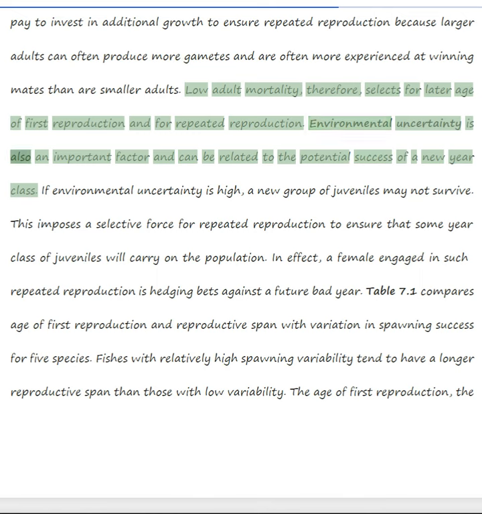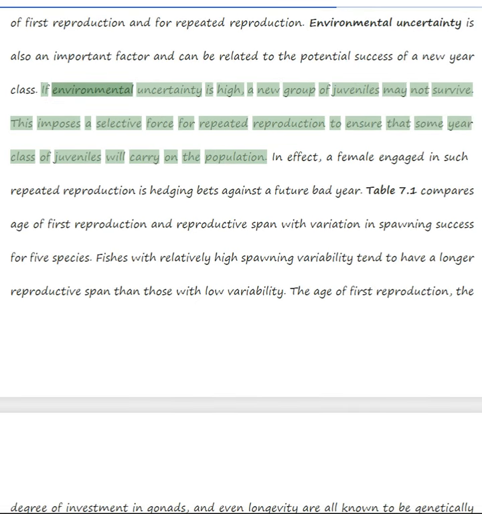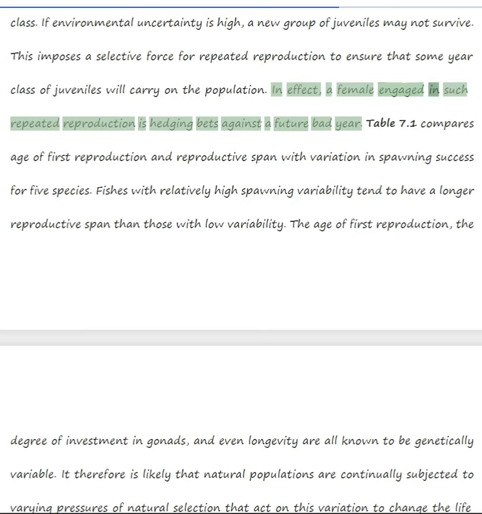Environmental uncertainty is also an important factor and can be related to the potential success of a new year class. If environmental uncertainty is high, a new group of juveniles may not survive. This imposes a selective force for repeated reproduction to ensure that some year class of juveniles will carry on the population. In effect, a female engaged in such repeated reproduction is hedging bets against a future bad year.